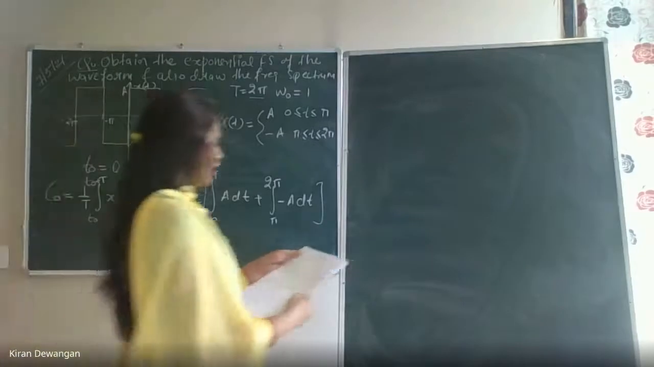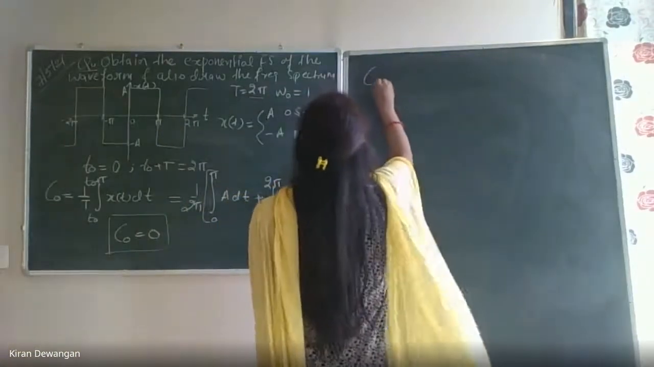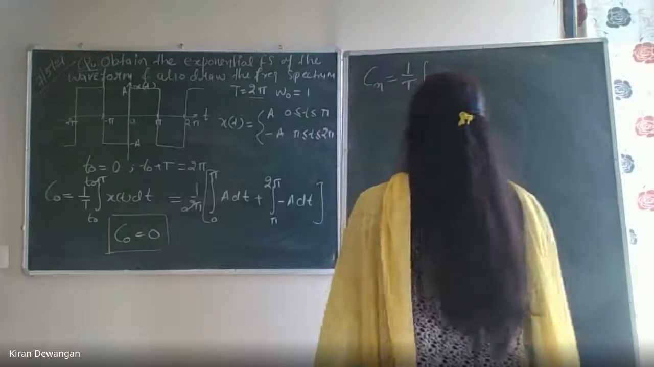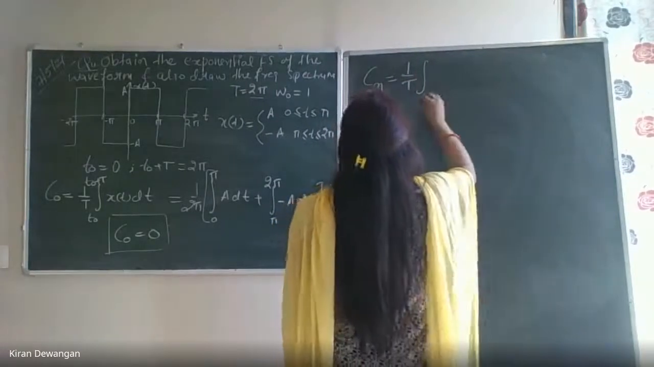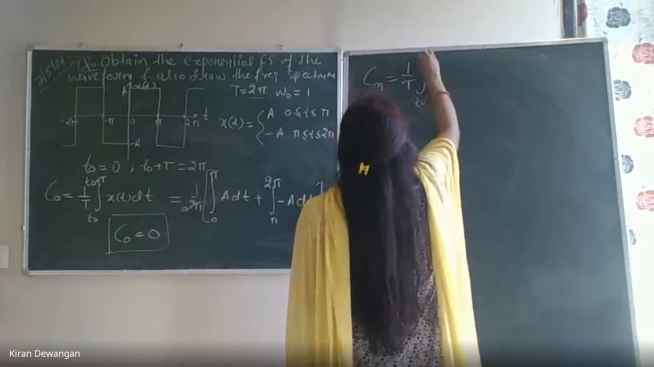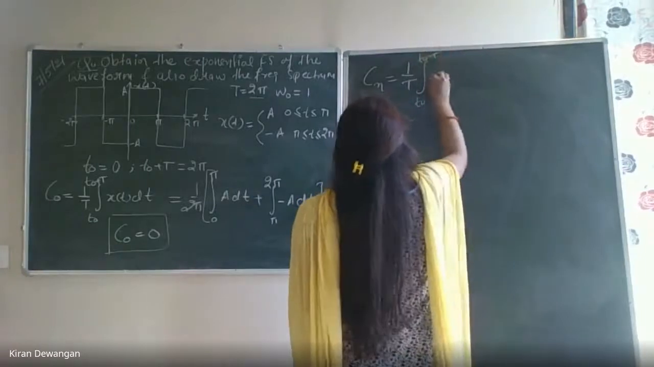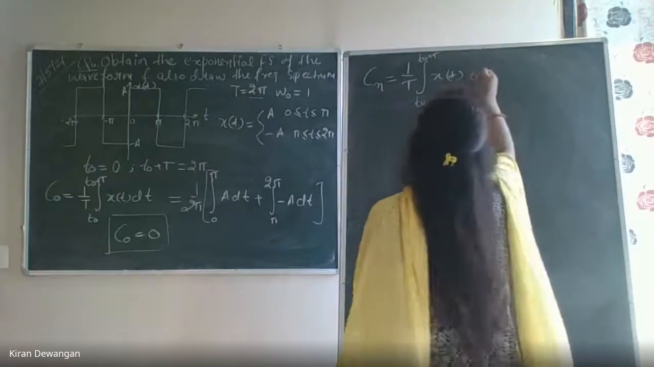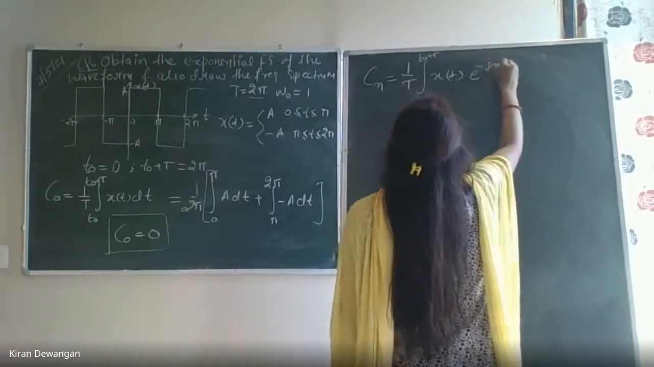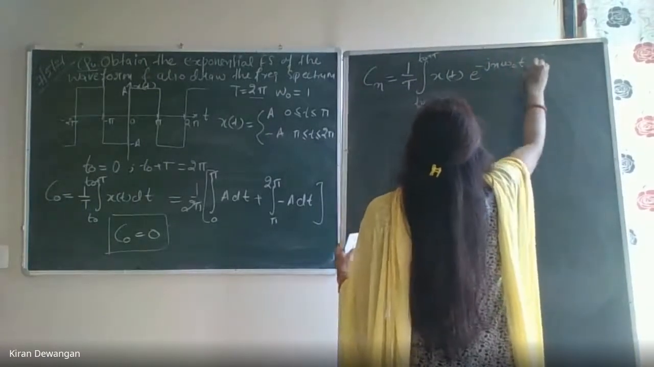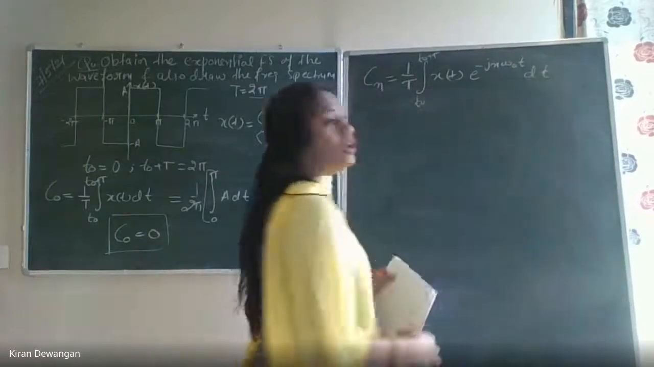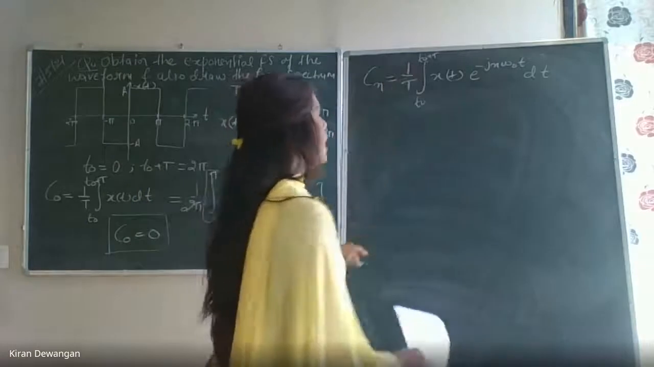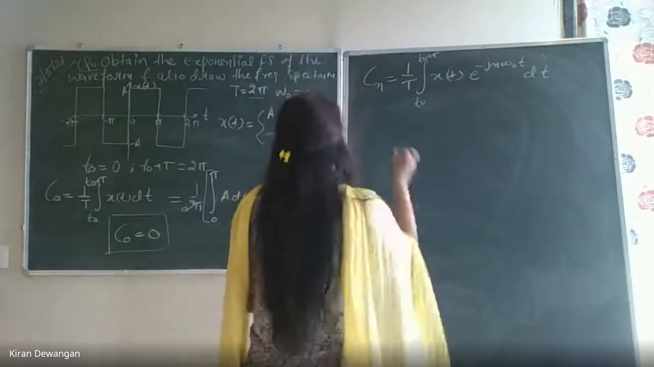Now coming to the second part, C of n. We have to calculate C of n, and the formula is 1 by T integration from t naught to t naught plus T of x of t into e to the power minus j n omega naught t dt. So this was the formula for Cn that we studied in the previous class. Now we just have to apply the values that we have here.